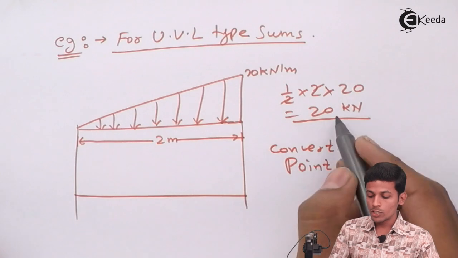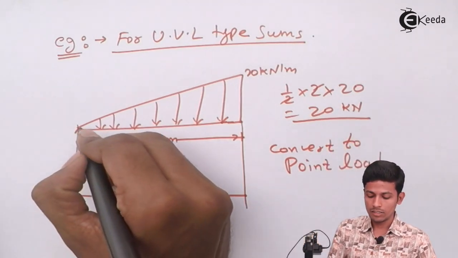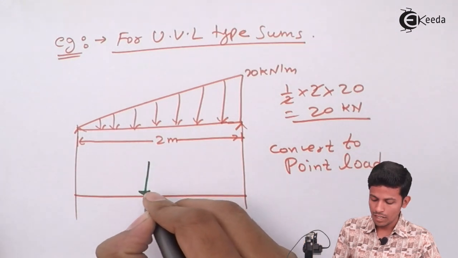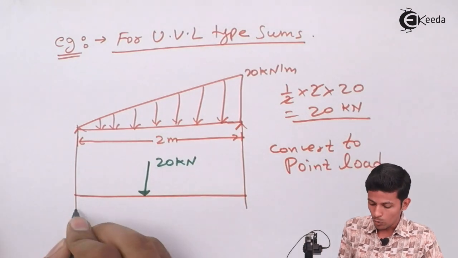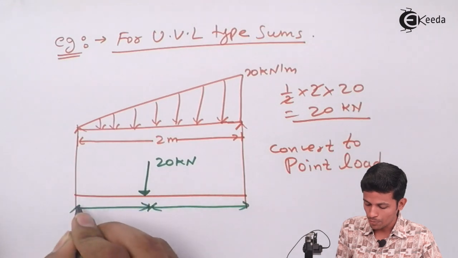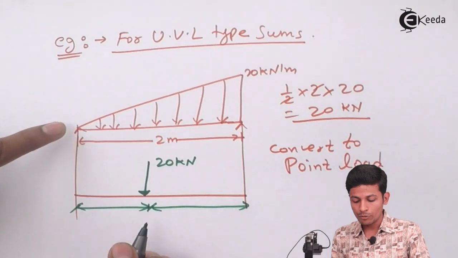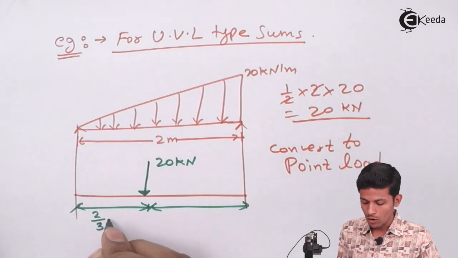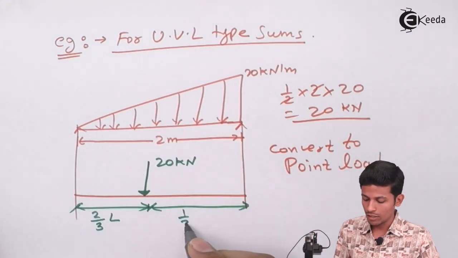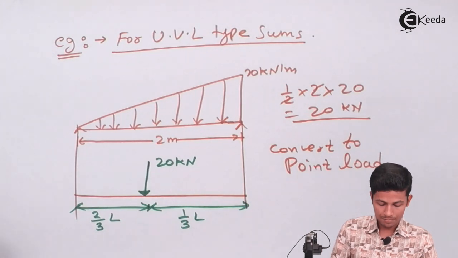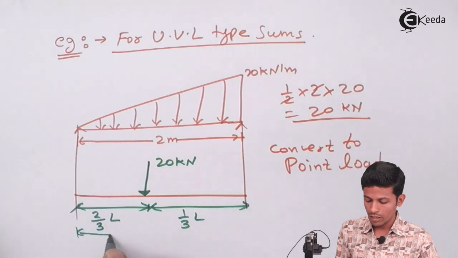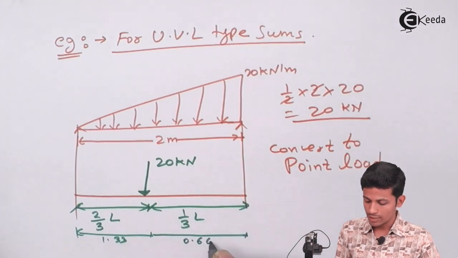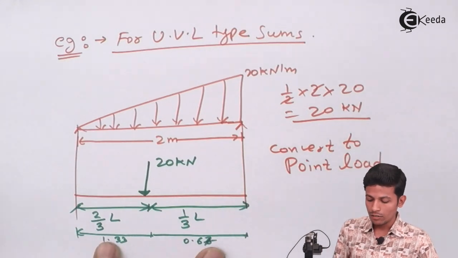Now convert into point load. This is 20 kilonewton. In a simply supported beam, where will it act? For example, I am just freely putting it over here. This is 20 kilonewton. Now we have to know what this distance is and what this distance is. See, the UVL is starting from this side, that's why from this side you have to take two third of L. L means this 2, and from this side we take 1/3 of L. Two third of L, this value will come 1.33, and this value will come 0.66. Add both of them, this will come to 2 meter.